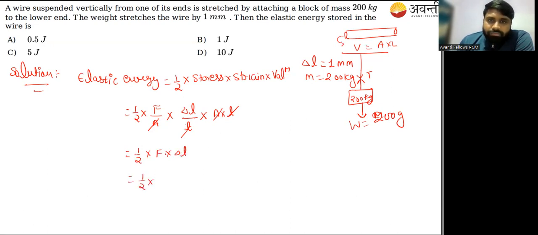Now you know the force which is acting on this wire is the weight of this 200 kg block. So we can write it as mg, which is 200 into 10, the value of g. The value of delta L is given as 1 mm, so we need to convert it into meters. Now this will result in 1 joule. So this is the elastic energy stored in the wire.